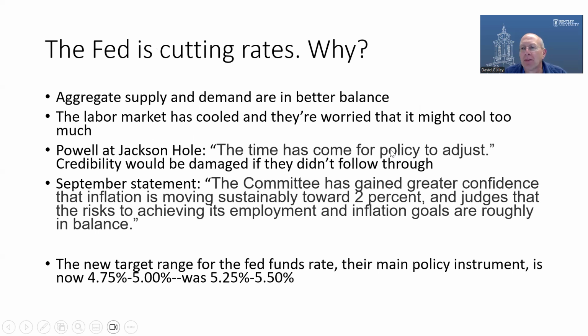So let's first start with why the Fed decided to cut interest rates. The general idea is that at the economy-wide level, aggregate demand and aggregate supply are now in better balance. Earlier, the high rate of inflation was caused by relatively constrained supply and relatively high demand, which worked both to push up inflation. With their tightening policy, the labor market cooled and the inflation rate declined pretty dramatically.